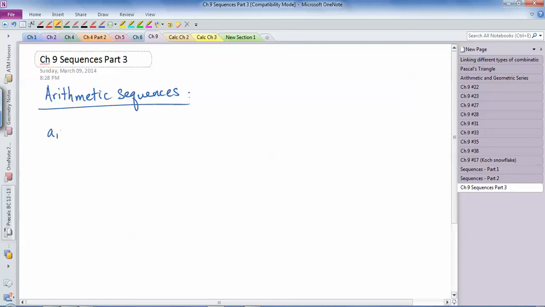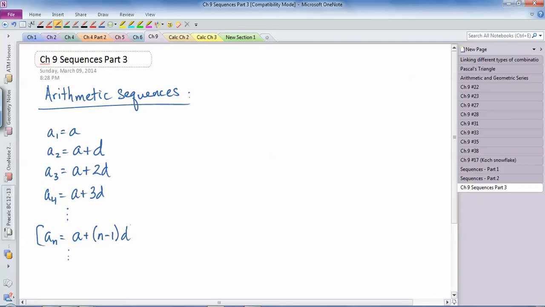So the first term I'm going to call A, and then the second term I get by adding something called the common difference. So A plus the difference. And then for A sub 3, I'm going to add another D to it, so I end up with A plus 2D. And then A sub 4, I'm going to get A plus another D, so it'd be 3D. And then if I keep going down to the nth term, I'm going to get A plus, and then I've got n minus 1 Ds that I've added in. Okay, so that's considered the general term right here.